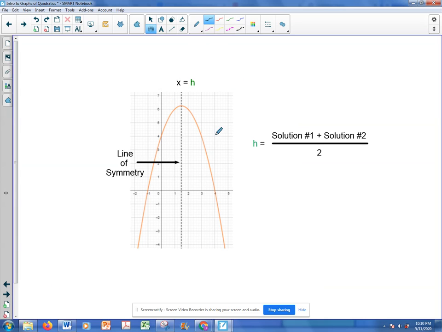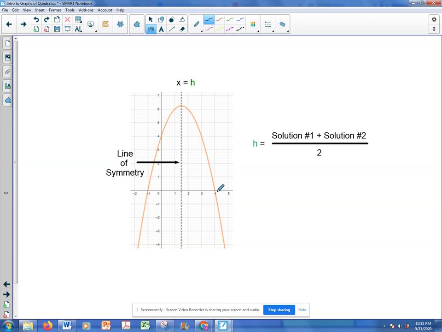The parabola is symmetrical, and so we have a line of symmetry that cuts it in half. And please see that when it cuts it in half, it goes right through the vertex. It's a vertical line, and the equation for a vertical line is x equals a number, h. So it's the x coordinate of the vertex, h. And then we can look at the symmetry to help us figure out what h is.